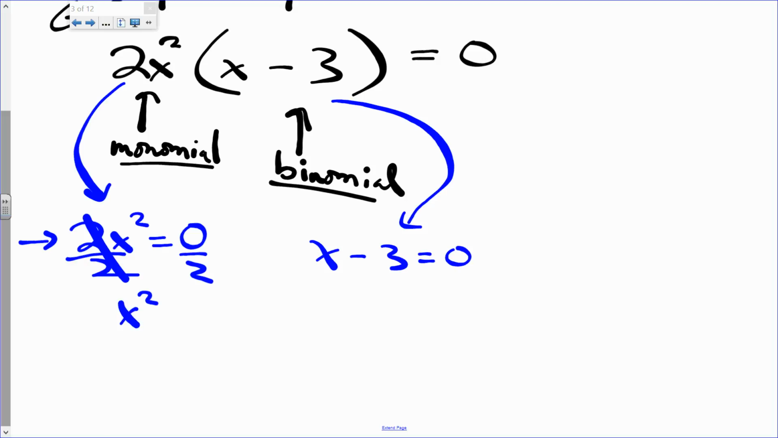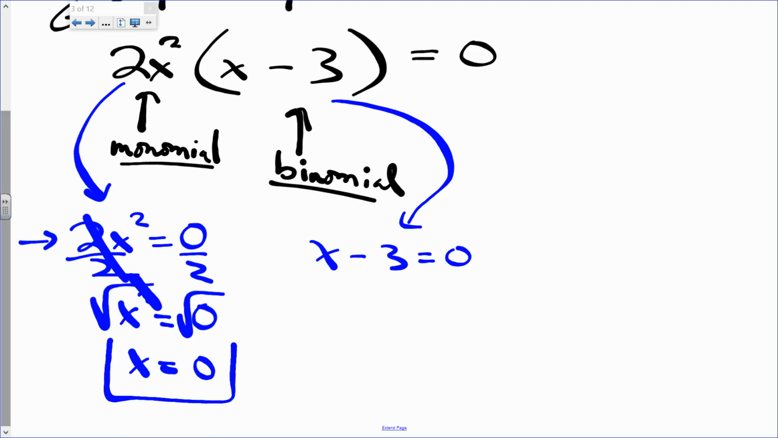I end up having x squared equals 0 divided by 2, which is 0. So x to the second power equals 0. What does x have to be? Well, let's take the square root. Recall from math 2 that square rooting gets rid of the second power. So I'm done here. x is equal to the square root of 0. What number times itself becomes 0? Well, it's 0. So there's one solution, right? x equals 0.